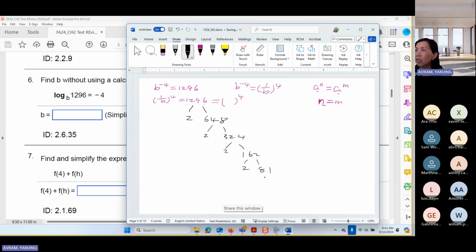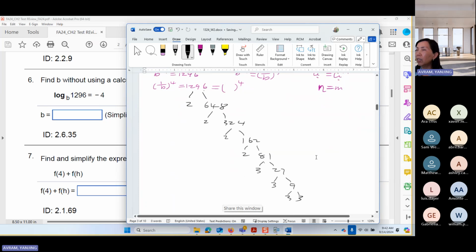Okay, so 81 cannot be divided by 2, but it can be divided by 3. So 81 divided by 3 will be 27. Divided by 3, this will be 9. Divided by 3, this will be 3. All right, so I have this big number and I just break it down into these factors. So you have 1, 2, 3, 4, four of the 2, so this can be 2 to the 4 power, times I also have four 3s, so this will be 3 to the 4 power. 2 times 3 to the 4 power, or 6 to the 4 power in here. Look at that. So this one is 6 to the 4 power.